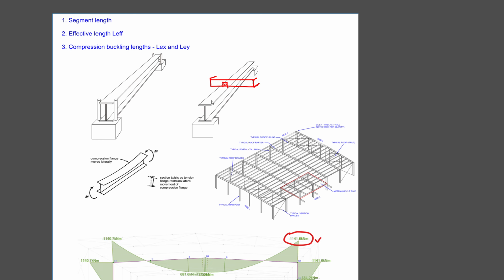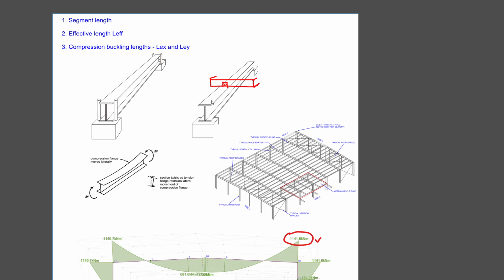All right, so let's look at the design of portal frame. There are lots of lengths that we need to determine when it comes to member design and section design. So there are segment lengths and effective length (LEF), and there are buckling lengths in terms of LEX and LEY. So let's have a look at what they are, why we need to work out those lengths, and why they're so confusing.